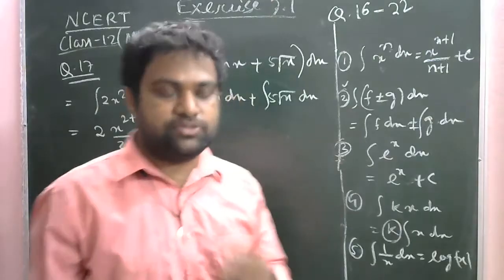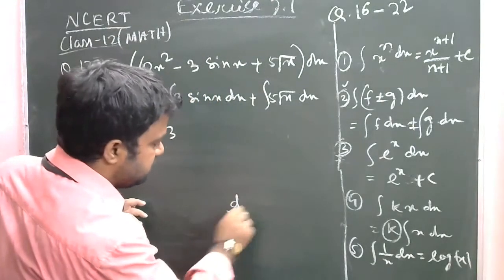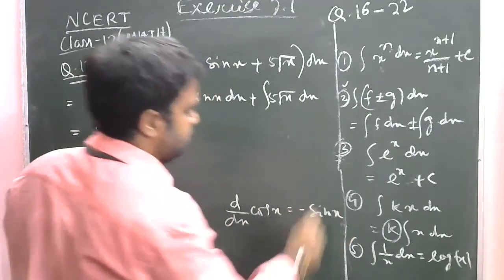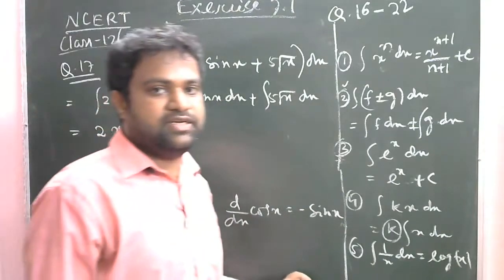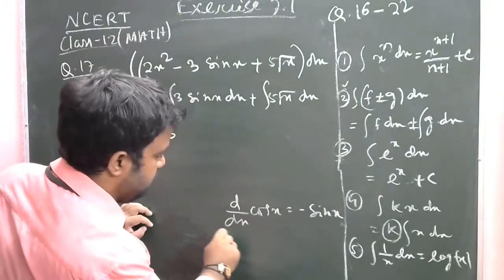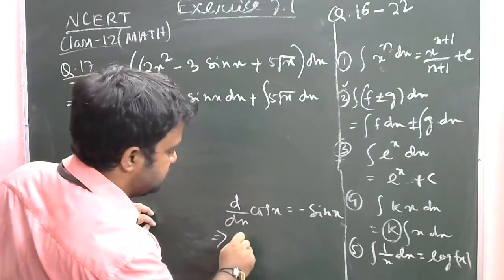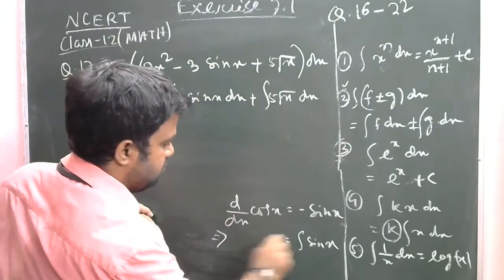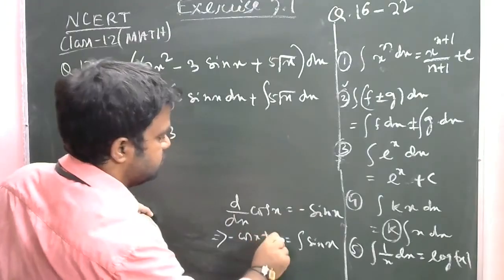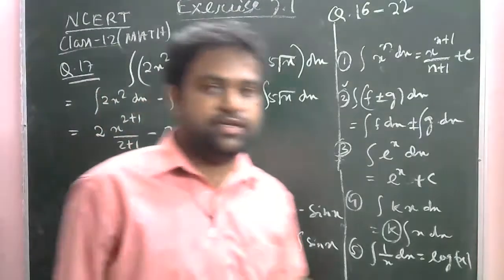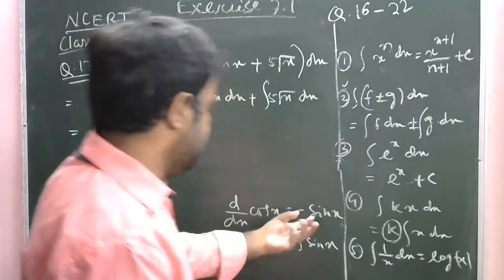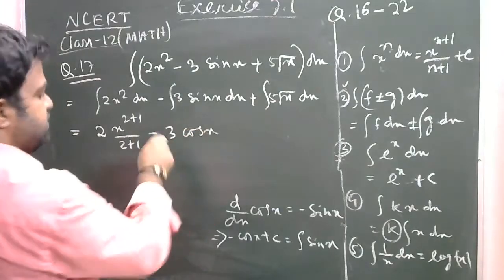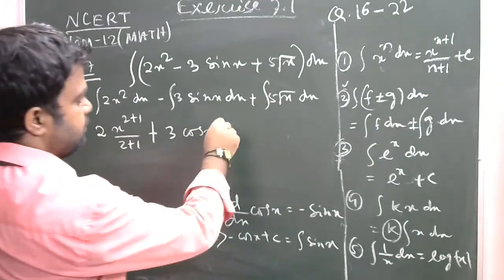No, not cos x, it's minus cos x. Why? Derivative of cos x, if you remember, is minus sin x, not sin x. So you can write, integration of sin x is equal to minus cos x plus c. So integration of sin x is minus cos x, antiderivative of sin x. So minus of minus cos x will become plus.